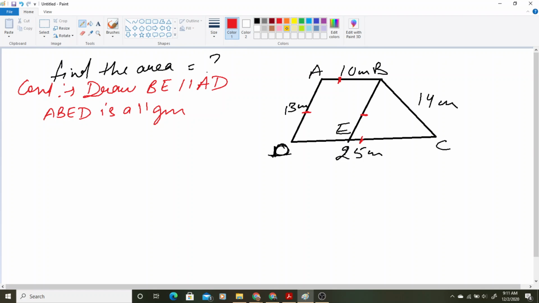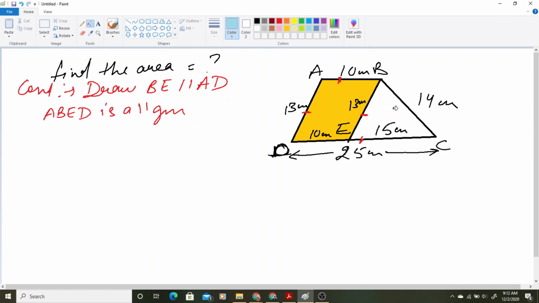That means this figure ABED has now become a parallelogram. So in a parallelogram, opposite sides are equal. That thing also you know, that if it is a parallelogram, its opposite sides are equal. That means this is 10 centimeter, so it will be 10 centimeter. If AD is 13 centimeter, this BE will be 13 centimeter. Now just see, if this complete side CD is 25 and DE is 10, that means this EC will be 15 centimeter. Now we are having this triangle.